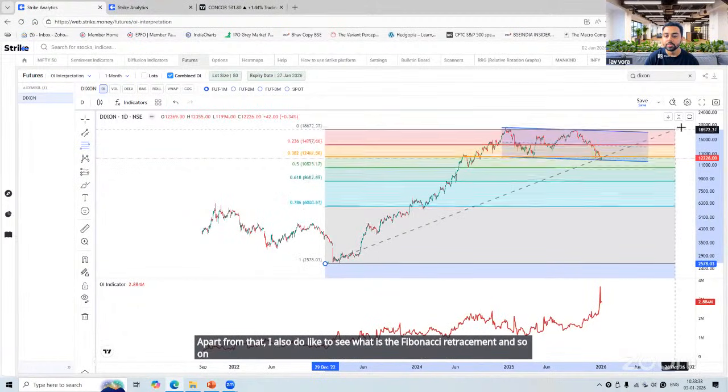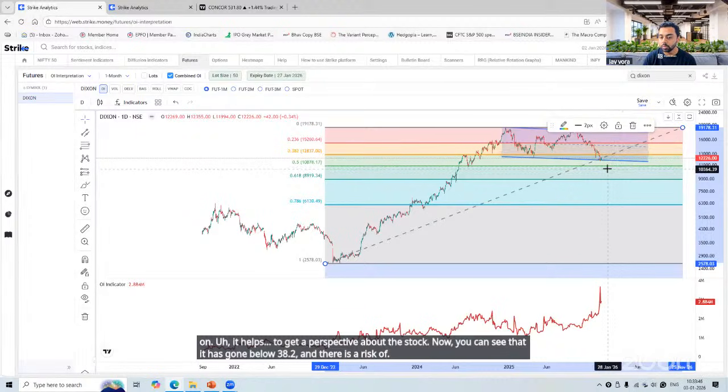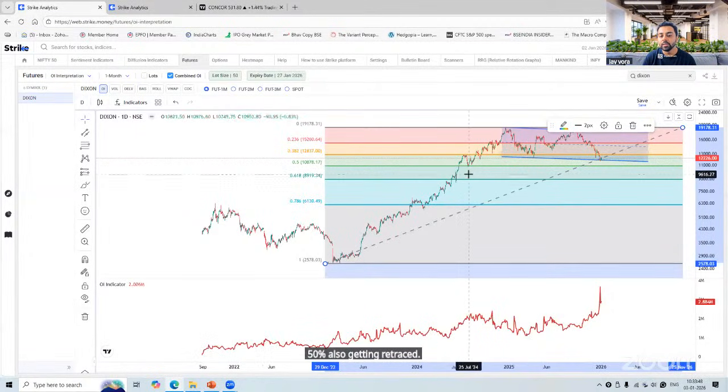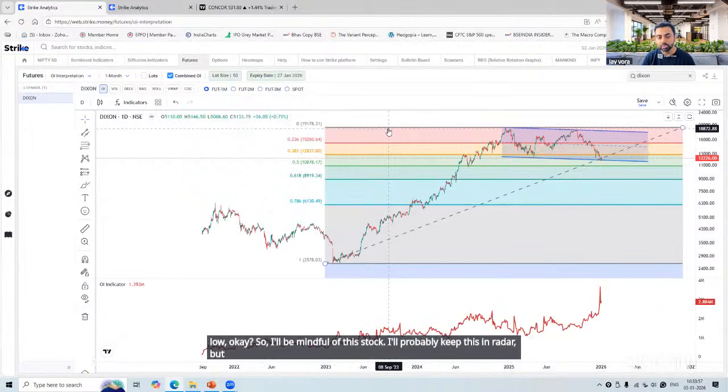Apart from that, I also like to see the Fibonacci retracement and so on. It helps to get a perspective about the stock. Now you can see that it has gone below 38.2 and there is a risk of 50% also getting retraced, which is then back towards this previous low. So I'll be mindful of this stock. I'll probably keep this in radar, but be mindful of this stock.